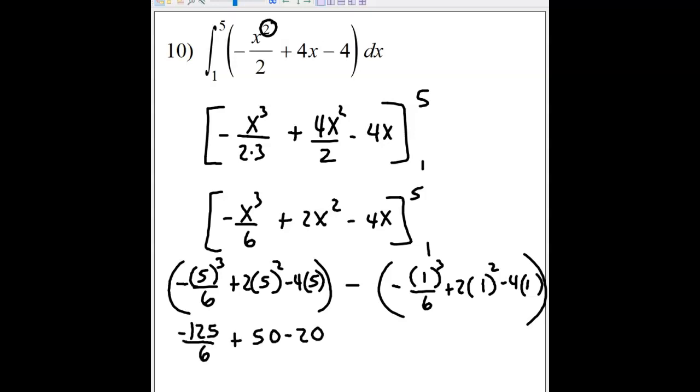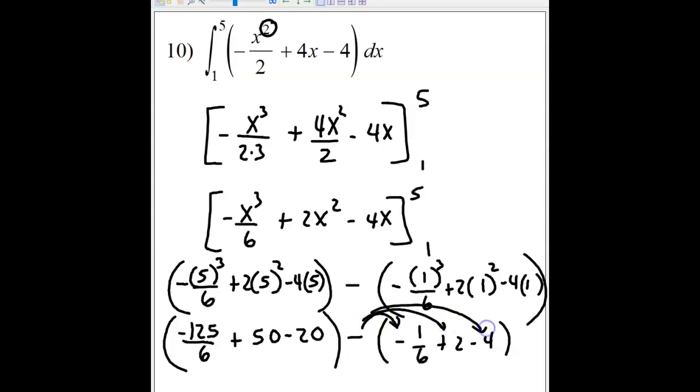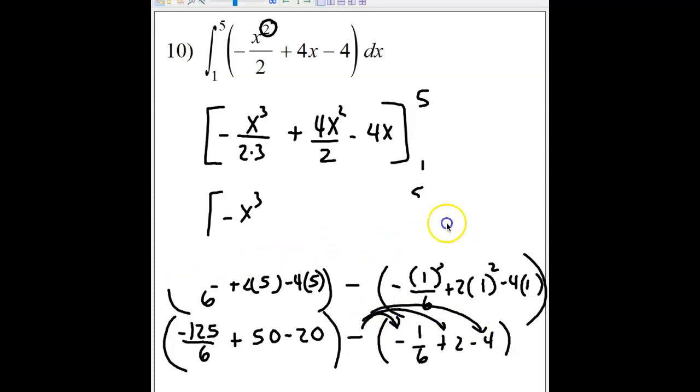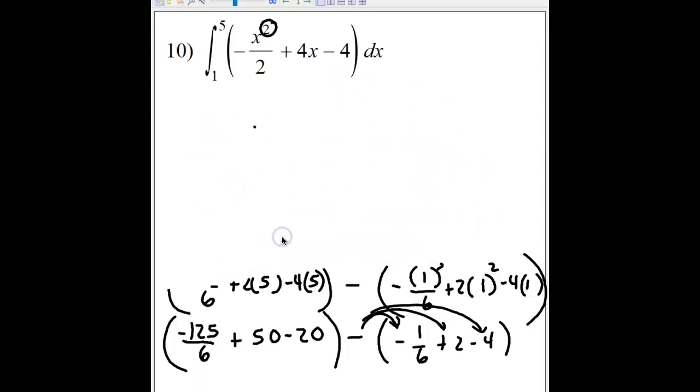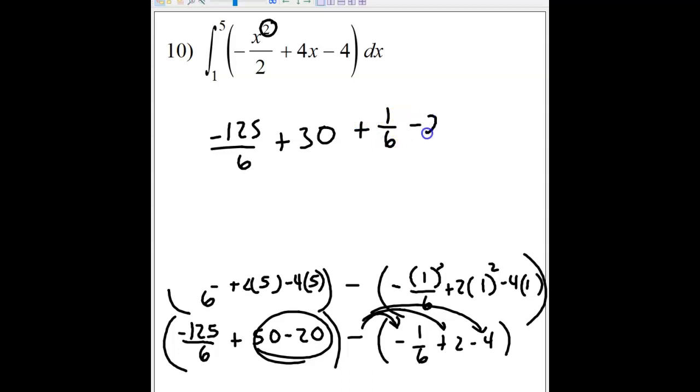On the left side it looks like that, and on the right side it looks like this. Going to need to distribute the negative in here. So now I've got 125 over 6. I'm going to put those together now, save myself a little trouble. And then over here, after distributing the negative in, this becomes a positive 1/6, a minus 2, and a plus 4.